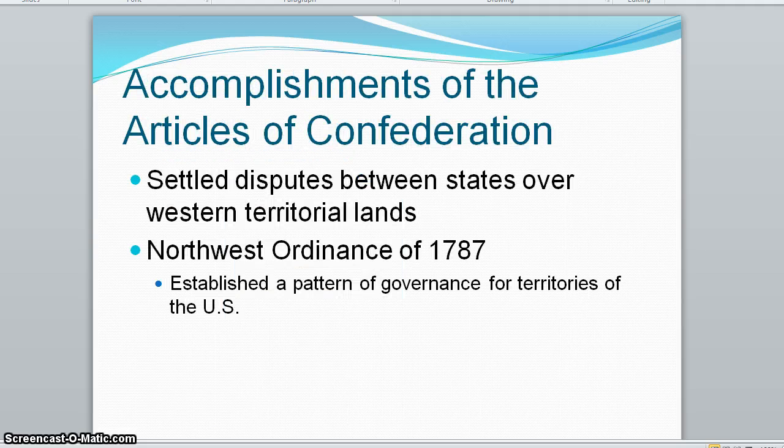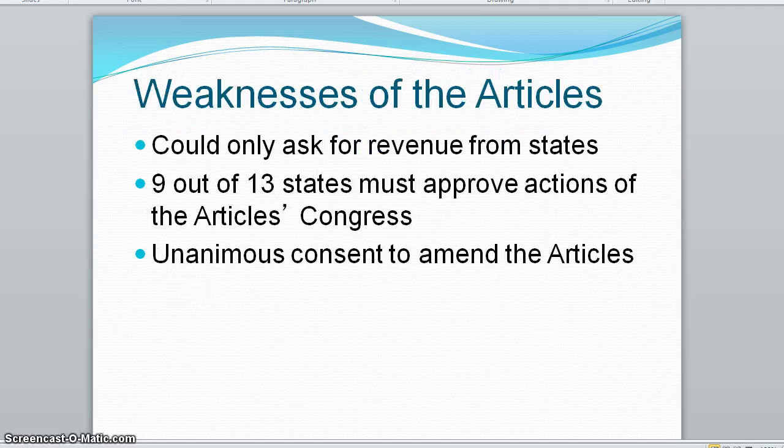And here are some of the accomplishments under the Articles. Certain states gave up their land claims in the West, so that settled disputes between states over the Western territorial lands. And the Northwest Ordinance set up a pattern of government for new territories. And for the first time, resources were pooled by American states.